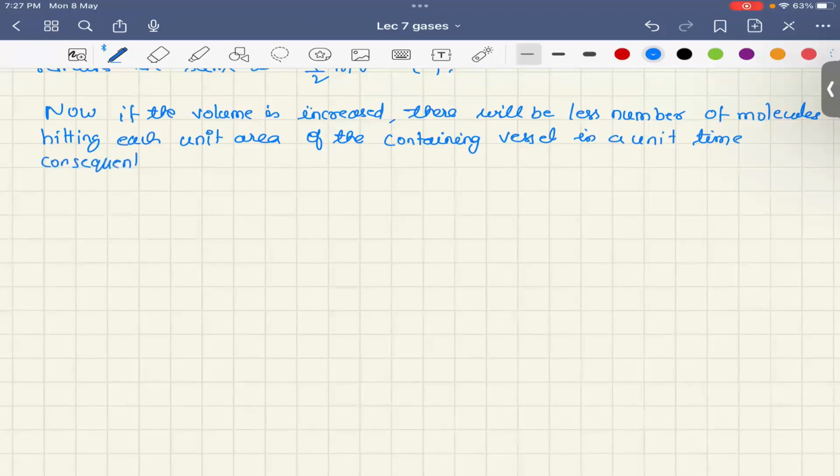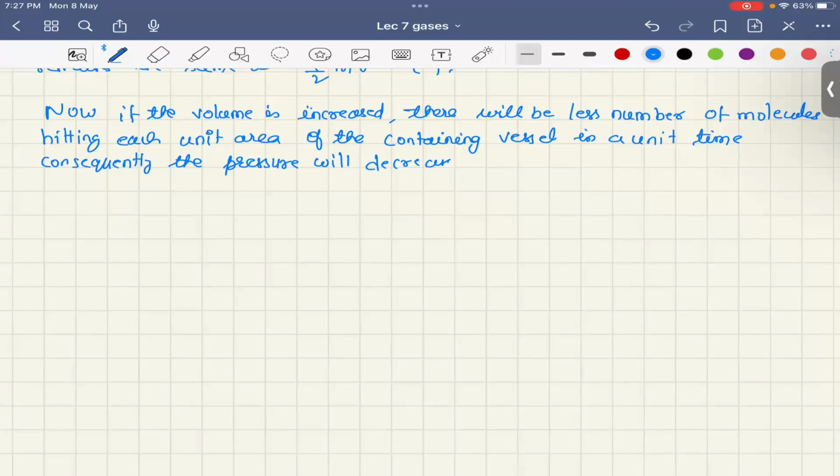Consequently, pressure will decrease, right? For example, if the volume is made double, the number of molecules striking the unit area of the wall will become about half. As a result, the pressure of the gas will be reduced to one half of its original value.